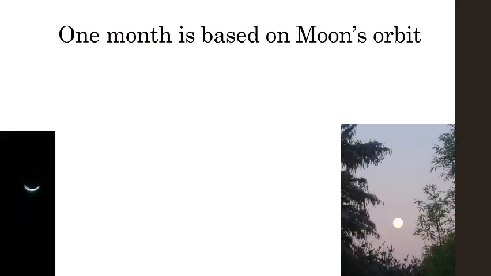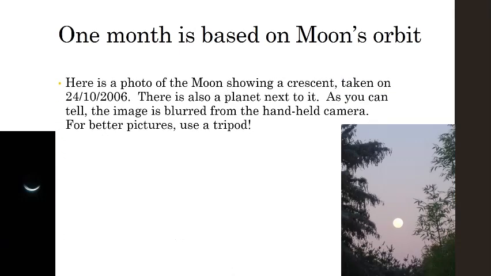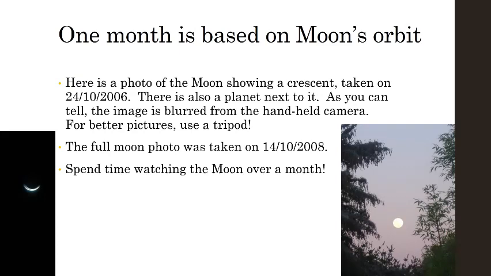1 month is based on the Moon's orbit. Here's a photo showing a crescent moon taken in 2006. There is actually also a planet next to it. As you can tell, the image is blurred from the handheld camera, and I'm suggesting to you that if you want to take better pictures, use a tripod, which I didn't at the time. On the right-hand side, you can see a picture of the full moon, and that I took back in 2008. And we can spend time watching the moon over a month.